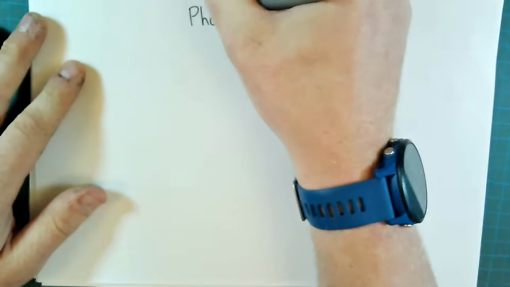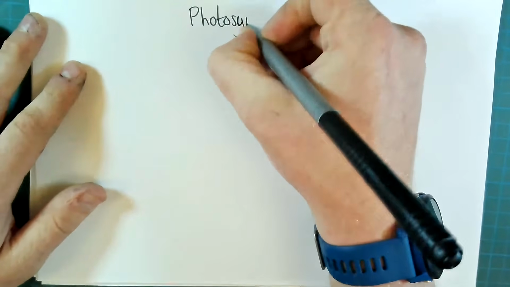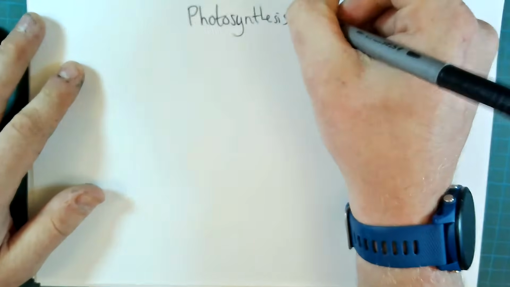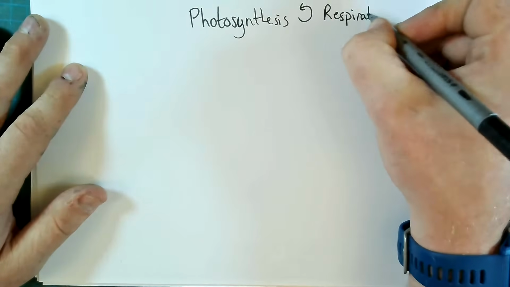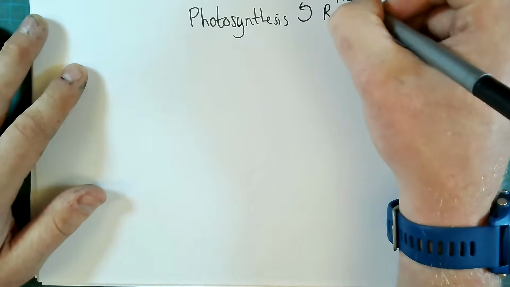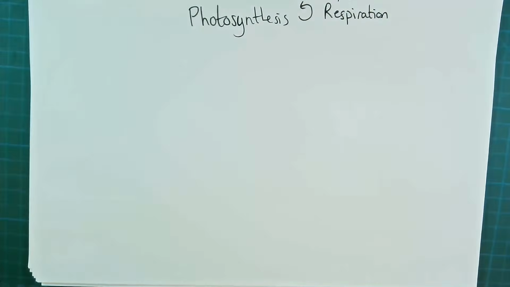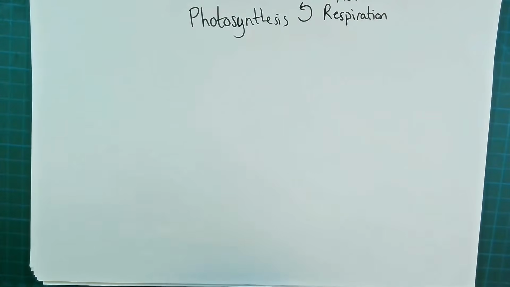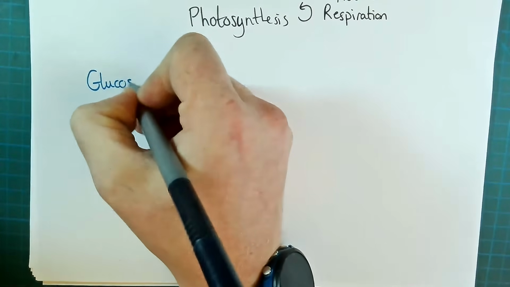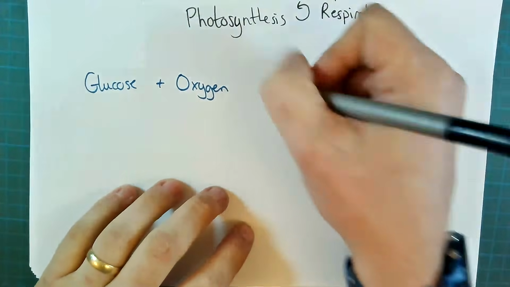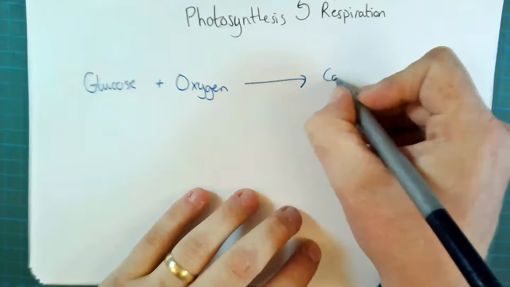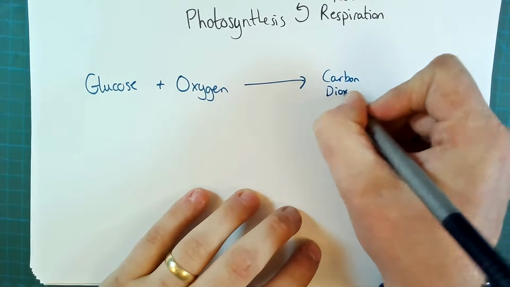Right. So, photosynthesis, flipped, is respiration. Specifically, aerobic respiration. Okay, so if I take that, I add glucose plus oxygen this time, so that's the other side of it. Okay, and then I get carbon dioxide and water, right?